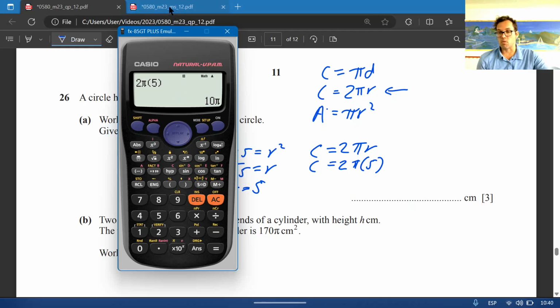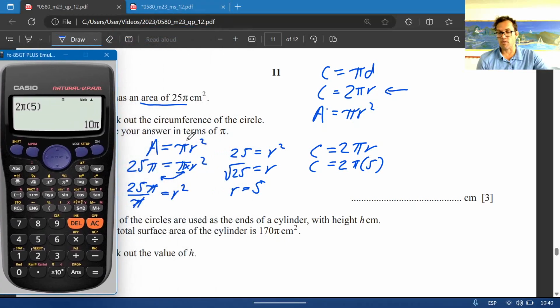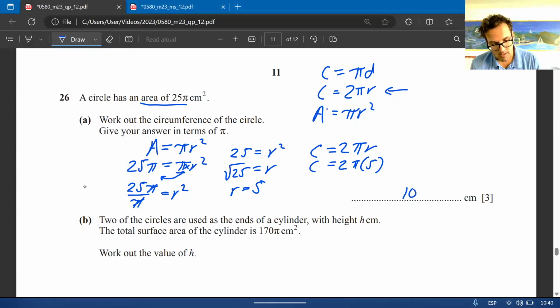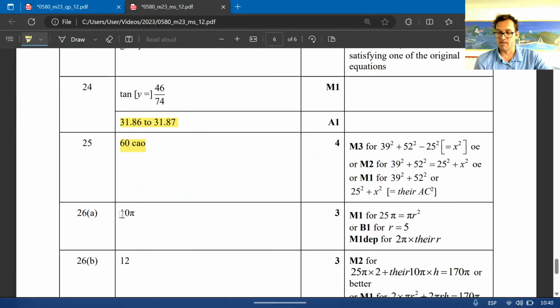Do we want this one or this one? Give your answer in terms of pi. That is just 10 pi, that's terms of pi. This is the answer as a number. This is the answer in terms of pi. Okay, so the answer there being 10 pi. There we go, see?